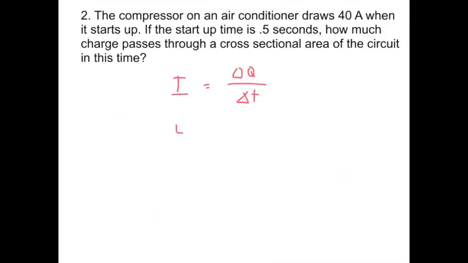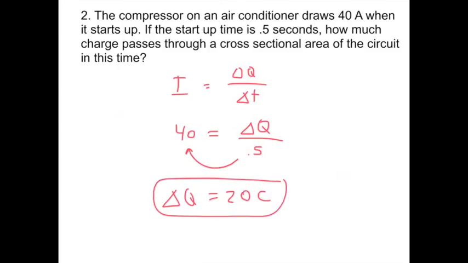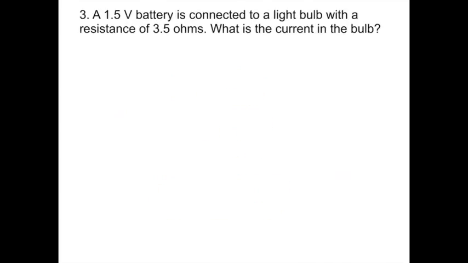We know that the current is 40, and this time we're solving for delta Q, which is how much charge passes through a cross-sectional area. And then finally we know that the startup time is 0.5 seconds, so we plug in the 0.5. To isolate delta Q, we would multiply the 0.5 over to the other side to get that the charge that passes through equals 20 coulombs. Number 3. A 1.5 volt battery is connected to a light bulb with a resistance of 3.5 ohms. What is the current in the bulb?